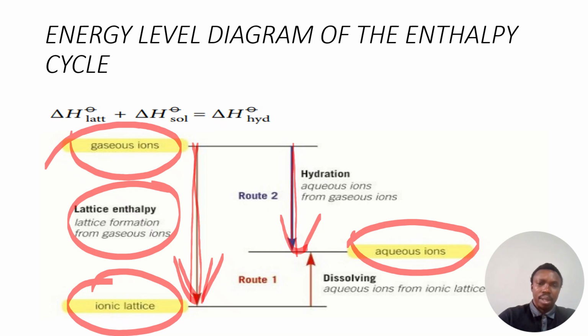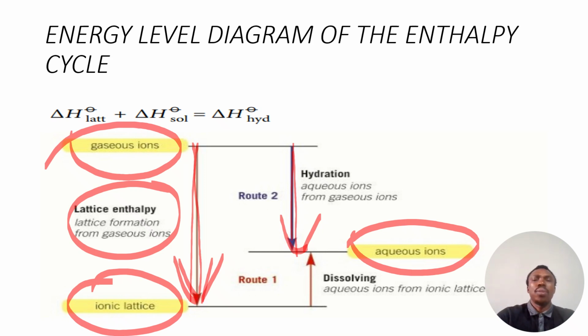Then this is the enthalpy change of solution, ionic lattice into aqueous ion. So this is the enthalpy change of solution. The enthalpy change of solution can be exothermic or endothermic. Here in this cycle, it is an endothermic process, so you can see the arrow moving upward. That's an indication that it is an endothermic process. It can be an exothermic process if you see the arrow moving downward.